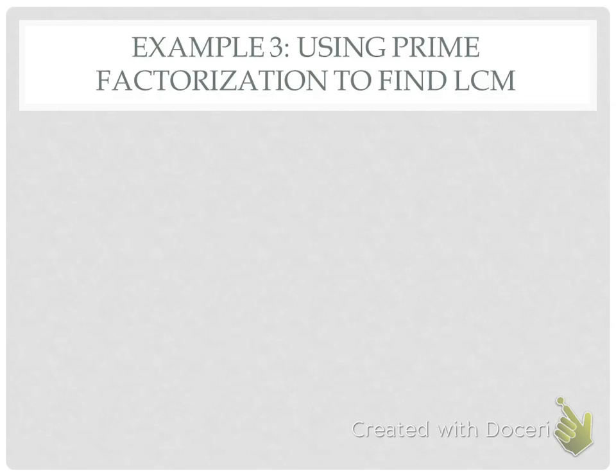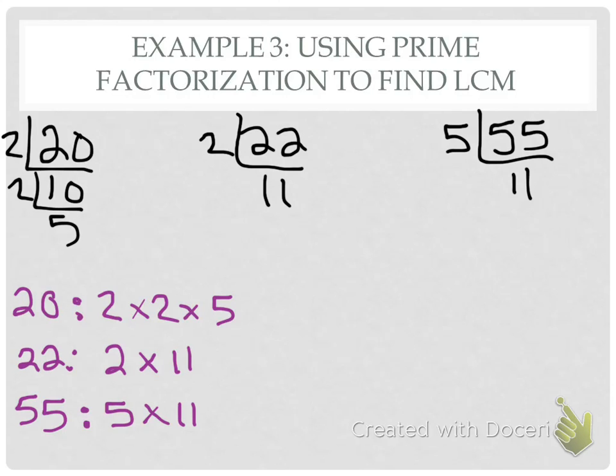But what if you had 3 numbers? What if you had 20? That's fine. 22 and 55. Okay, so now you have the prime factorization listed out. Do you have this? For 20, do you have 2 times 2 times 5? For 22, 2 times 11, and for 55, 5 times 11.